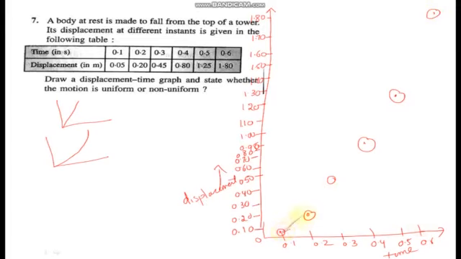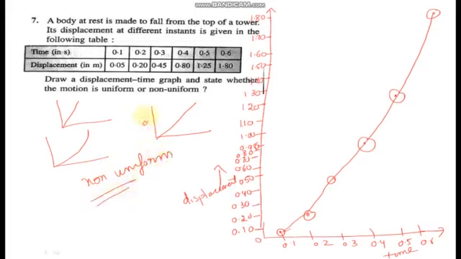So when you join these points, you will observe a curve. You will not obtain a straight line like this; you will obtain a curve like this. If you obtain a curve like this, what does that mean? It means that the motion is non-uniform. And if in the displacement time graph we get a straight line like this, that means it is uniform motion.